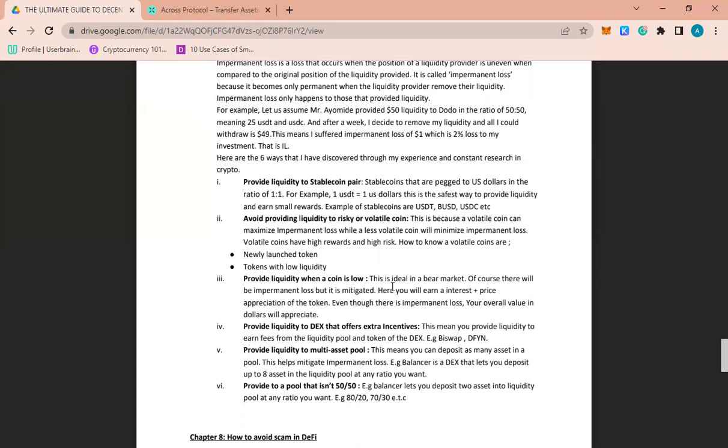And another one is to provide liquidity to a DEX that offers extra incentives, just like Mooniswap now. They offer trading fees and they offer MOON token. That is the way that offers extra incentives. Another one that offers extra incentives is BabySwap. You understand? There's another great project, DYFN.